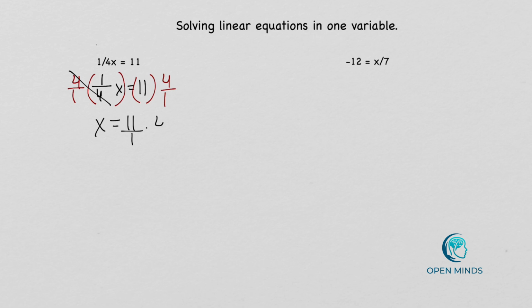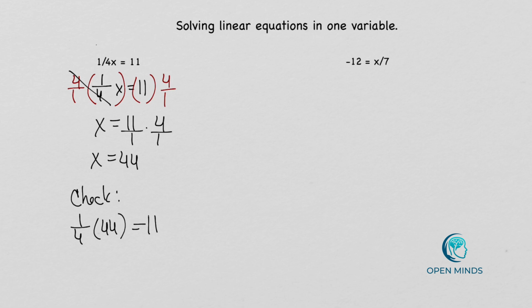All right, and multiply this. So 11/1 times 4/1, and we're just cross multiplying there. So 11 times 4 is 44. 44/1, which is equal to 44. So again, we want to check. From here, I'm going to plug in 44 for x to see if I indeed get 11.